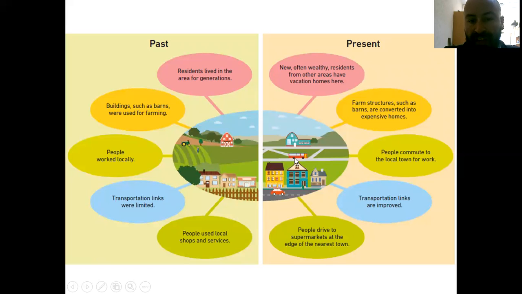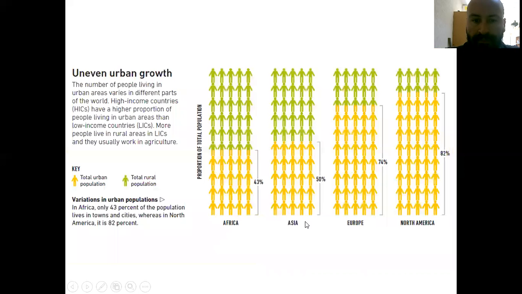Now if they are still living in rural settlements, most likely they have to commute to another place in order to work. The transportation links were very limited, only once a day at the most. Now they have more routes. And also people used to shop locally. Okay, the stores that they had there used to be only for the town. Now, most likely, the people from rural settlements come to the city to do their shopping.